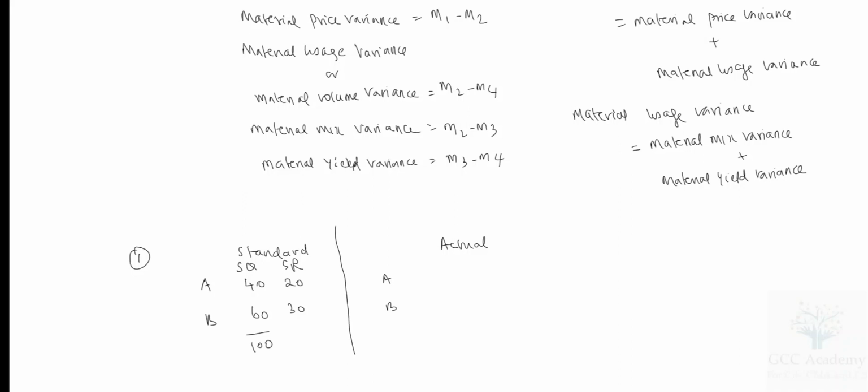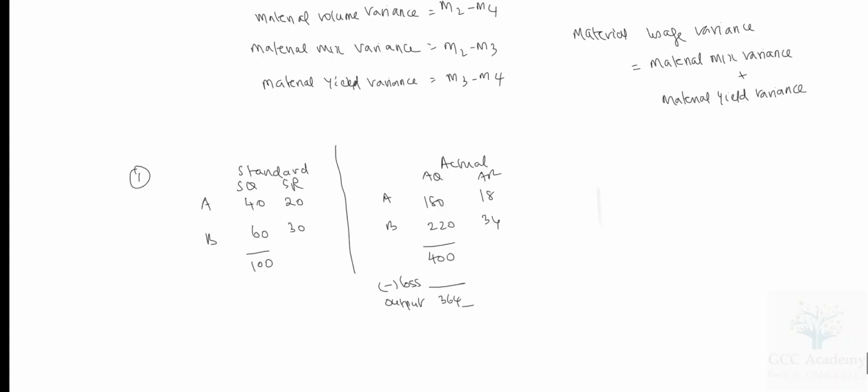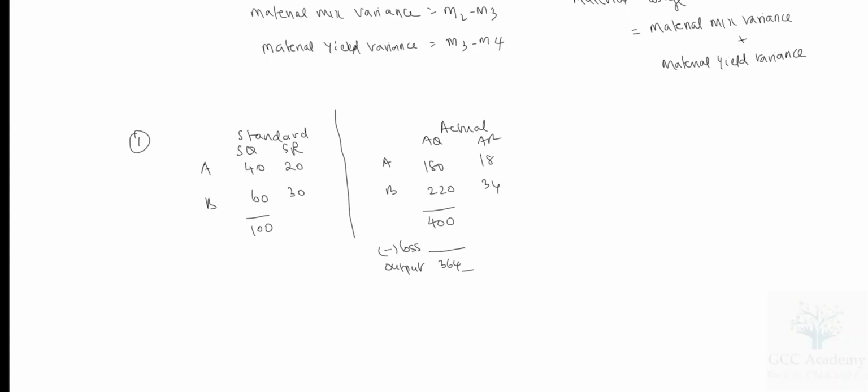So this is standards. Coming to actual, the actual quantity of material used is 180 tons at actual rate of 18. Actual price or actual rate, both are correct. So the input is 400 less loss, there is a loss. So output arrived is only 364, all in tons. So this is the data given to us. There is a standard loss expected of 10, so 90.